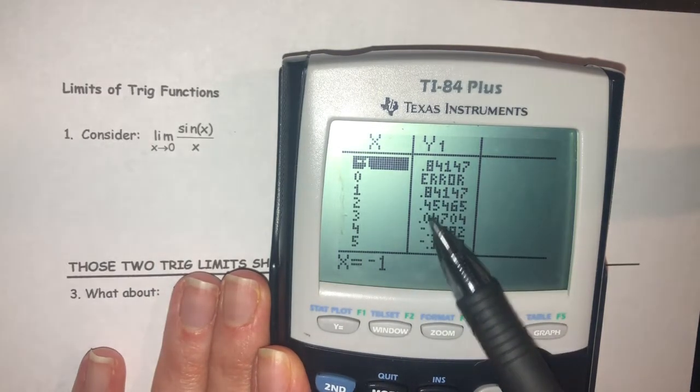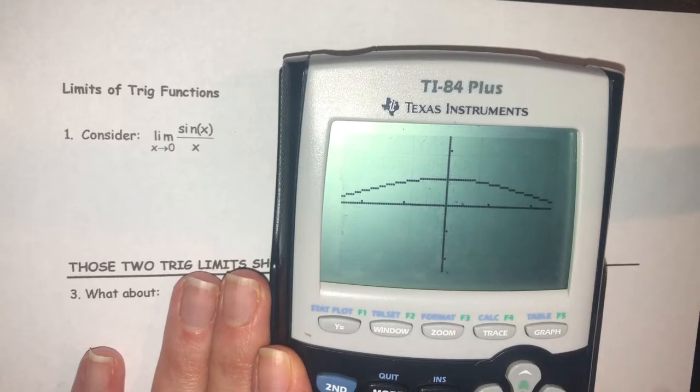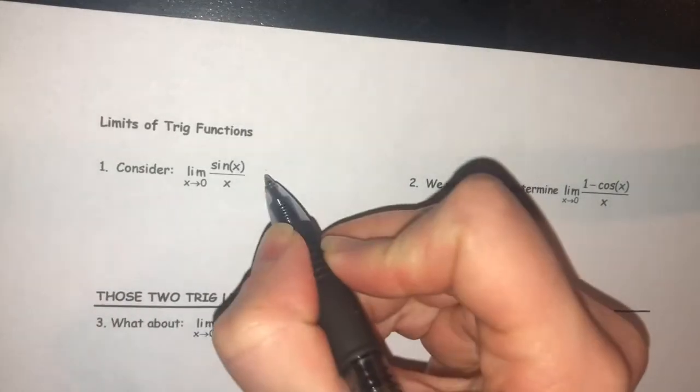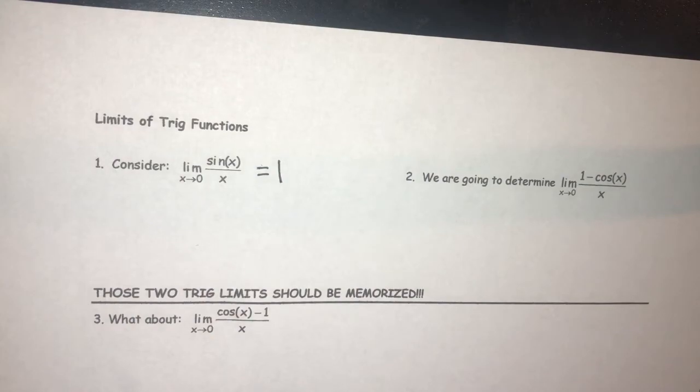But the values are getting closer to 1 on each side, and we could count by a smaller number like 0.001 if we wanted to investigate it a little bit more tabularly like we did on the first day of school. But I will tell you it is 1. This is the limit. And this is one of your note cards. This is a trig limit that I want you to memorize.